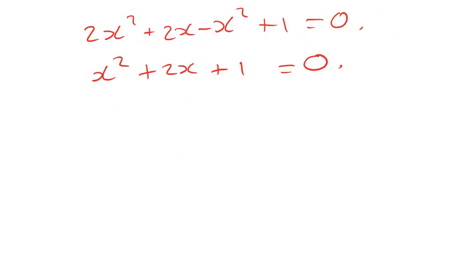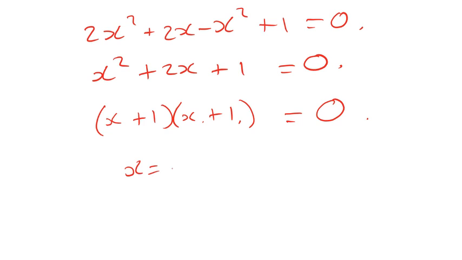Now, can we solve that by factorizing? Well, yes, we can, because we have the 1 in front of the x squared, which makes it a little easier. We are, again, just looking for two numbers that multiply to make 1 and add to make 2. Of course, we're going to have a positive 1 and a positive 1, which means there's just one solution to this equation. That happens when x is minus 1.